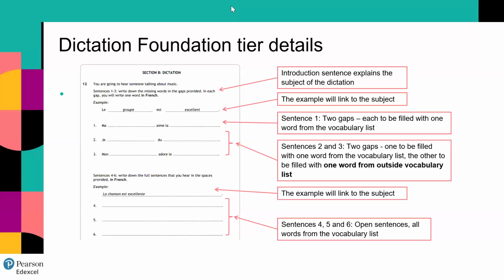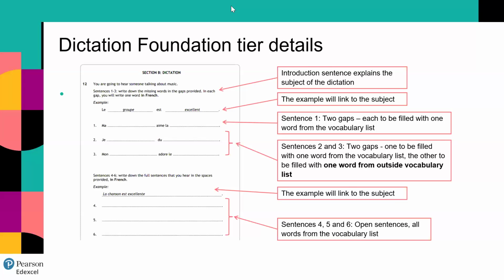At foundation, in the fill in the gaps task, there will be 6 words. You can see here, sentences 1, 2, and 3, there are 6 gaps. A word is a word. For example, L apostrophe could be a word, and J apostrophe is also a word. A word is anything in the list that is an entry. So anything in the list is considered a word.